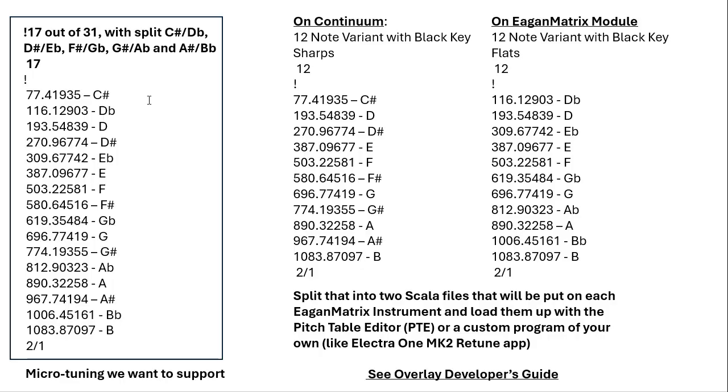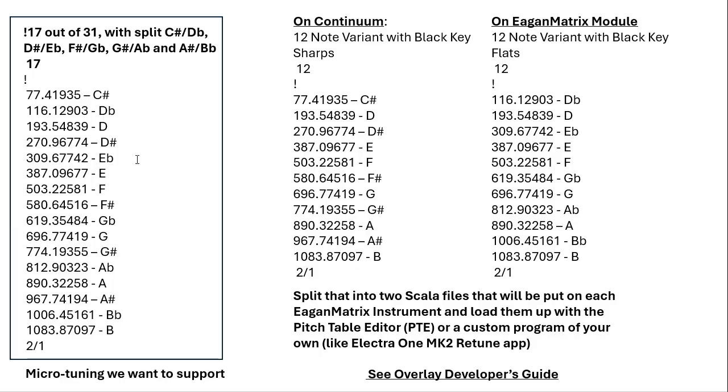I'll go in, I'll find some scale, 17-note scale, that is representative of what I want to do. And there are a lot of different kinds of scales you can do now. You can pretty much load up anything you like. Here, I found the 17 out of 31 scale that has split C sharp and D flat, D sharp, E flat, F sharp, G flat, etc. So the black notes are all split with different frequencies on this, and the white notes are one frequency.